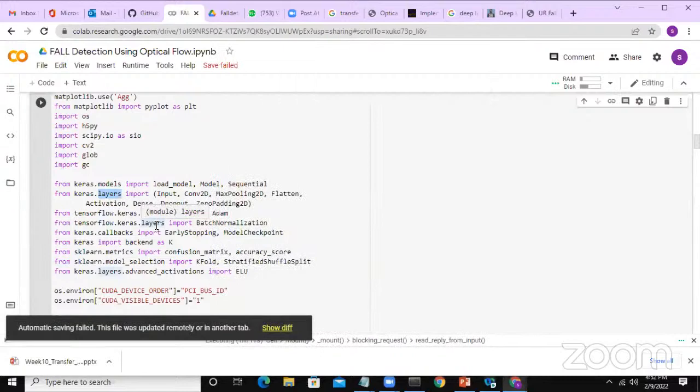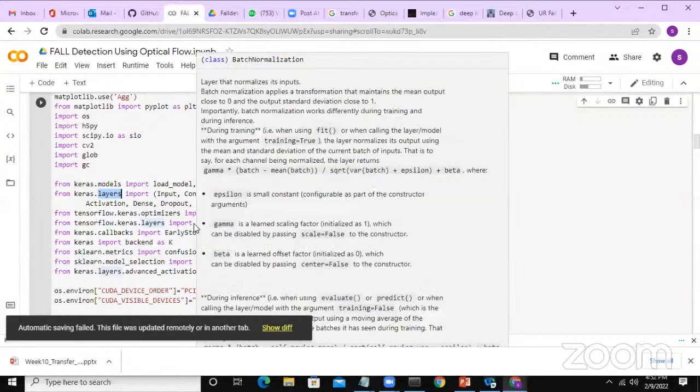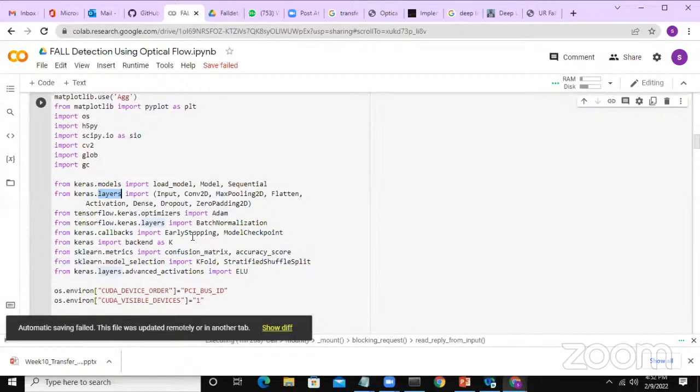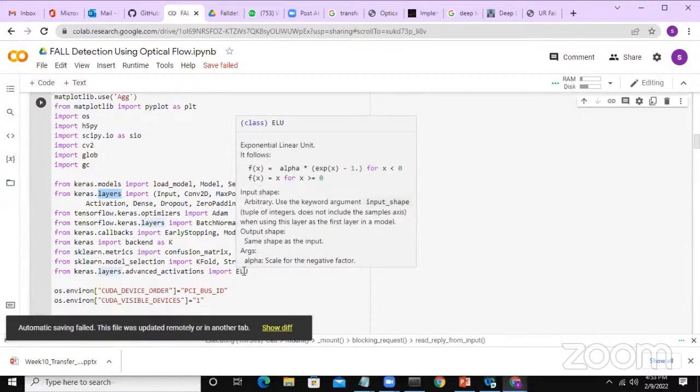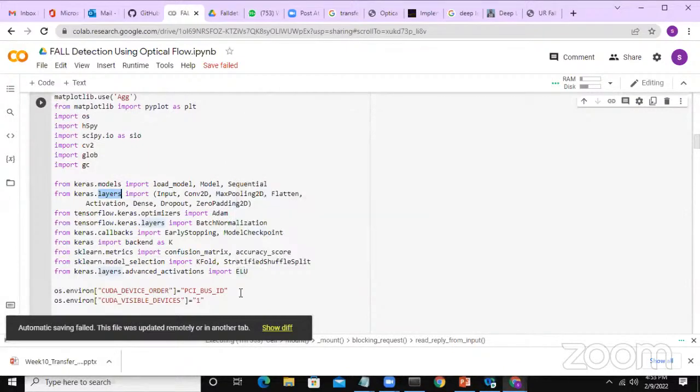Okay. And next is about normalization. They are using batch normalization, right? This is not required for us because they are trying to have model checkpoints, once a model is getting created, right? Then next, what they are doing is they want to use performance metrics. So here they want to use a confusion matrix and accuracy score, right? And they are also using an advanced activation function which is called ELU, that is exponential linear unit, right?